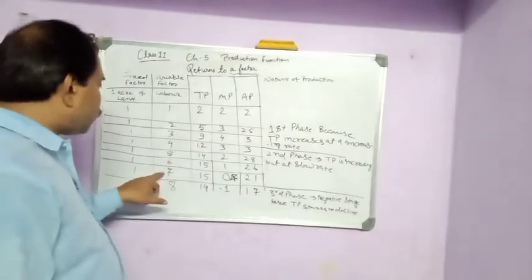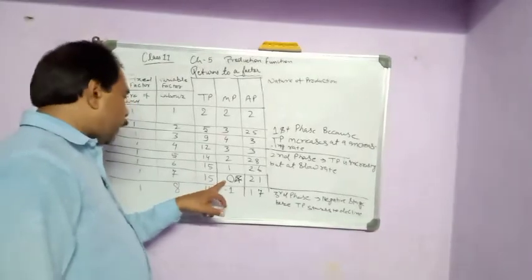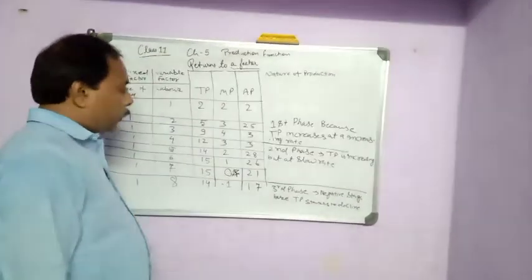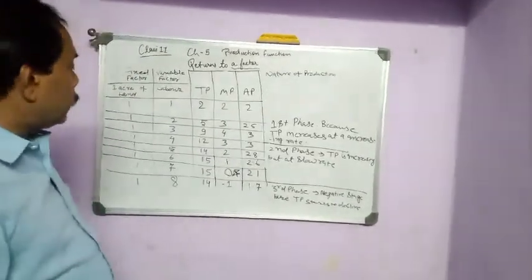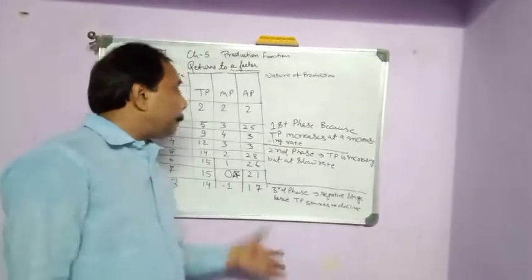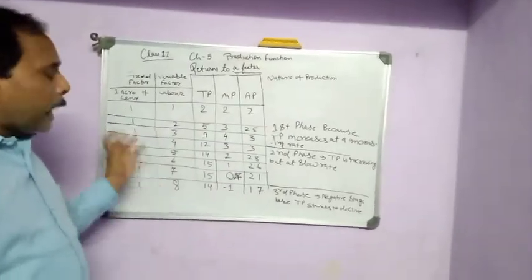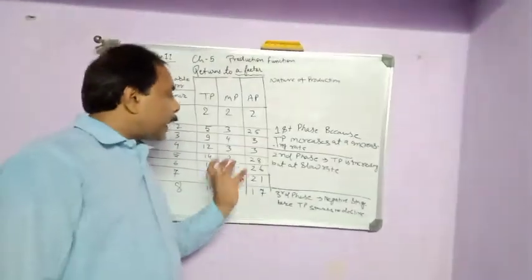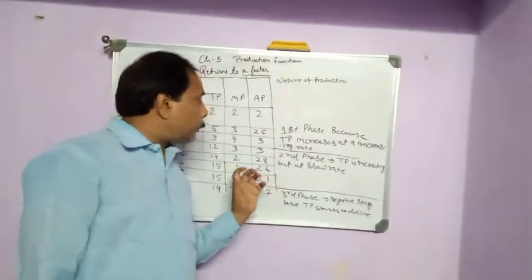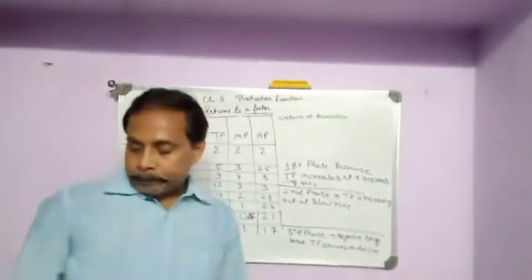So up to the third unit the total production is continuously rising at an increasing rate. Up to the 7th unit the total production increases at a slow rate, and from the 8th unit the total production decreases. Okay, so it can also be explained with the help of a diagram. So how will we plot the diagram? See here.